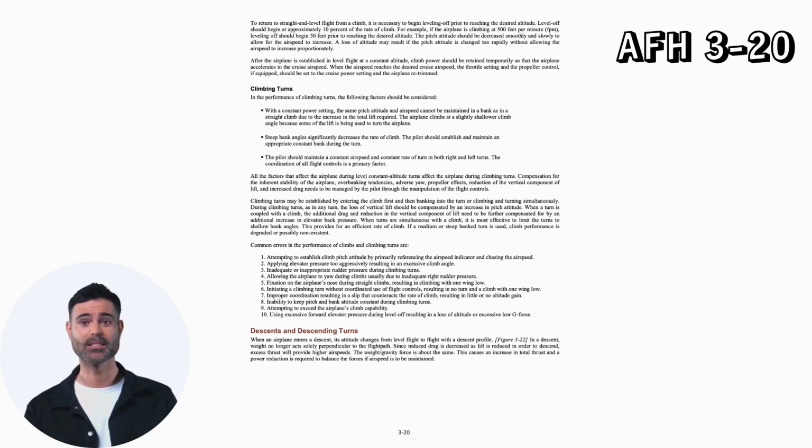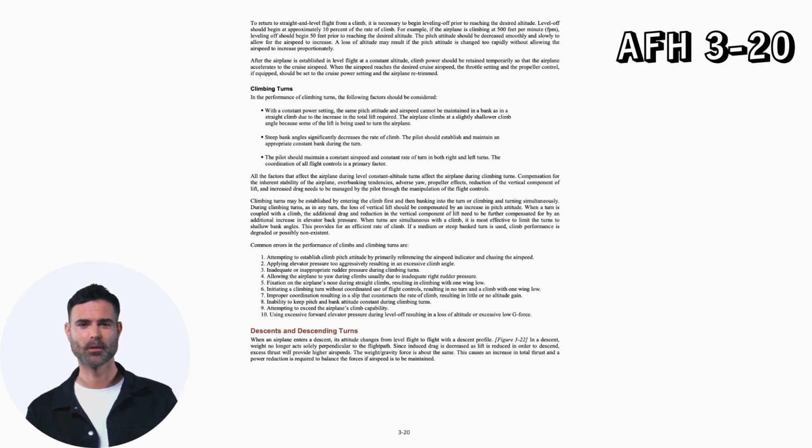Climbing turns may be established by entering the climb first and then banking into the turn, or climbing and turning simultaneously. During climbing turns, as in any turn, the loss of vertical lift should be compensated by an increase in pitch attitude. When a turn is coupled with a climb, the additional drag and reduction in the vertical component of lift need to be further compensated for by an additional increase in elevator back pressure.